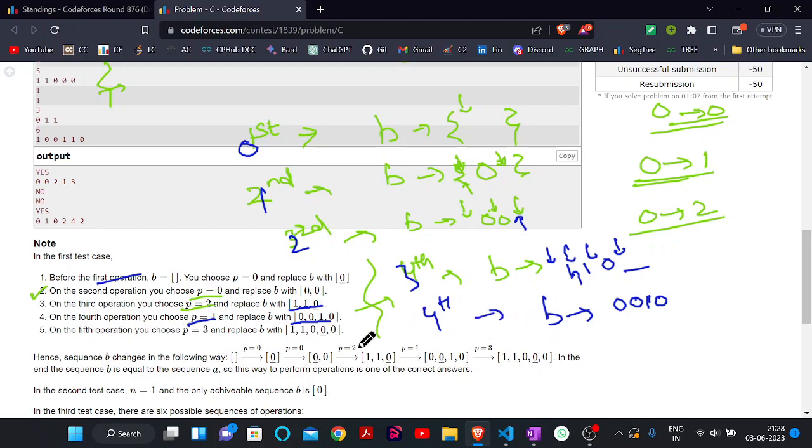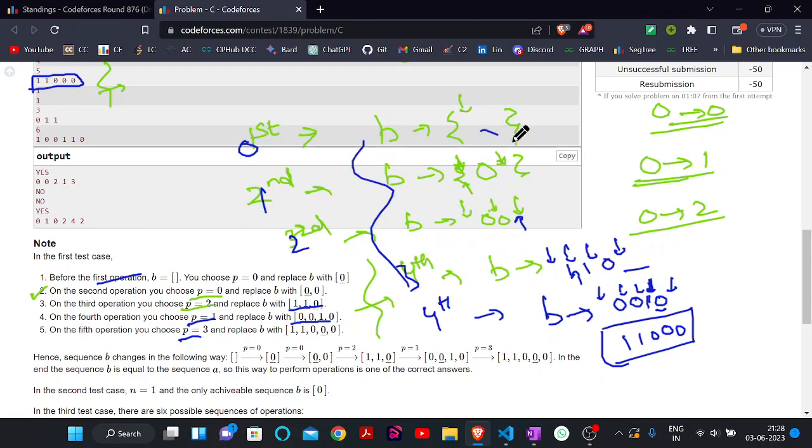And in the last operation, we have a total of 1, 2, 3, 4 and 5 choices. He is saying to choose p equal to 3. 0, 1, 2, 3. So we are going to insert 0 here. Right side the same, left side inverted: 1, 1, 0. So this is the same sequence we are getting here. So this is how we are going to perform the operation and how we are getting the sequence A by performing this type of operation.